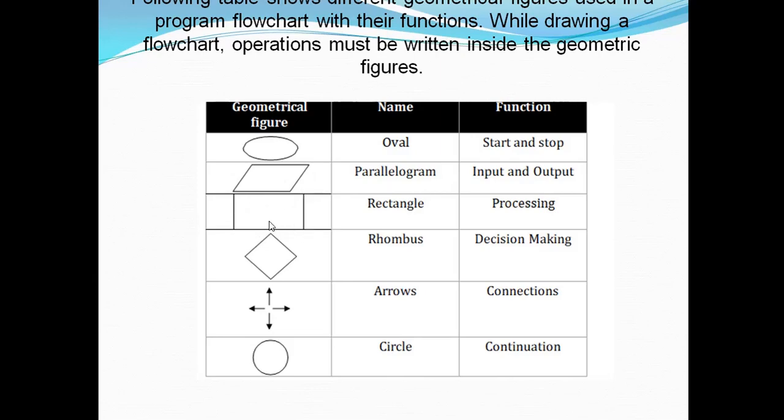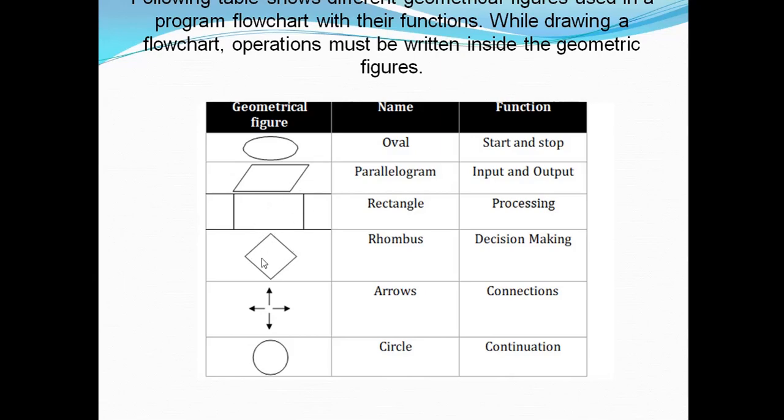And the third one is a rectangle. The rectangle shows the processing of the data, how the data is going to be processed. That is shown by using this geometrical notation.